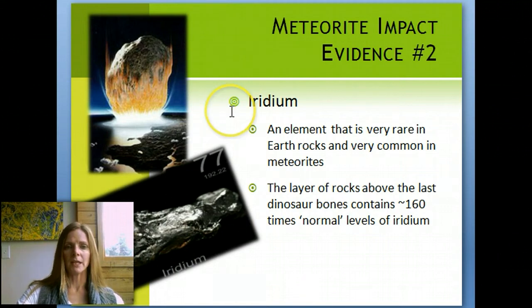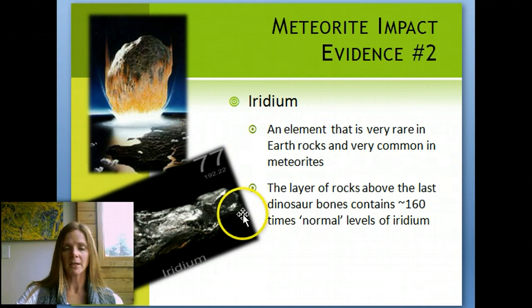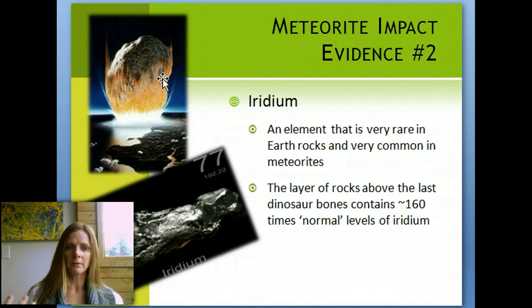Evidence number 2, iridium. This is an element that's very rare in Earth rocks, very common in meteorites. The layer of rocks above the last dinosaur bones contains approximately 160 times the normal level of iridium. Okay, so again, iridium is found in meteorites. If you find that near those fossils in that time period, that would be some good evidence, right?